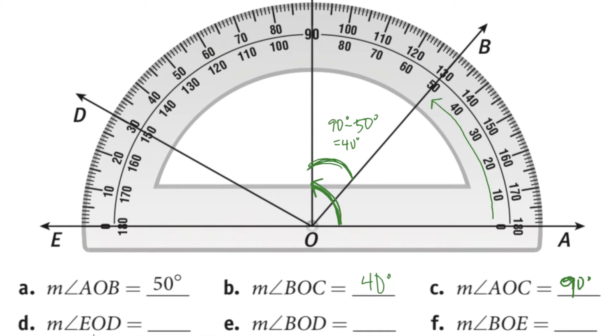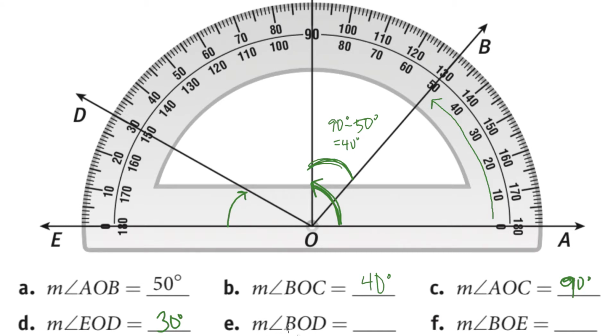So what's the measure of EOD? EOD, this one right here. If we start, we can go from 150 to 180, but if you're all the way over here, you can just start counting up this way, 10, 20, 30 degrees.